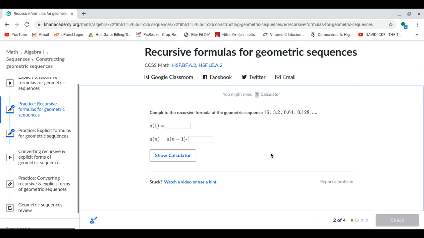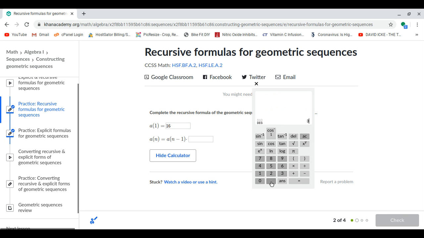Let's move on to the next one. All right. It says complete the recursive formula of the geometric sequence 16, 3.2, 0.64, 0.128. So again, I'm going to start with the first number in the series, 16. To figure out what number I have to multiply the previous number by to get the next number, I'm going to divide the second number by the first number. So I'm going to divide 3.2 by 16. And I'm going to get 0.2. So I'm multiplying by 0.2 every time.